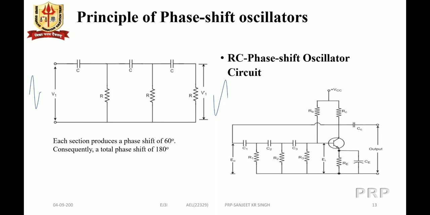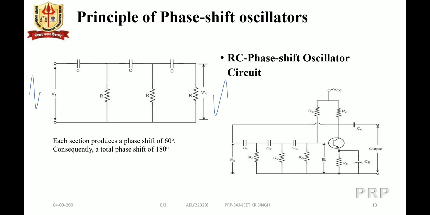RC phase shift oscillator: a single stage consists of a resistor and capacitor. Similarly, if we make use of three such stages, then we have 60 degrees, 60 degrees and 60 degrees, a total of 180 degrees of phase shift provided. That means if the input is a positive and negative half cycle, the output V1 dash will be a negative and positive half cycle, that is, 180 degrees phase shifted.